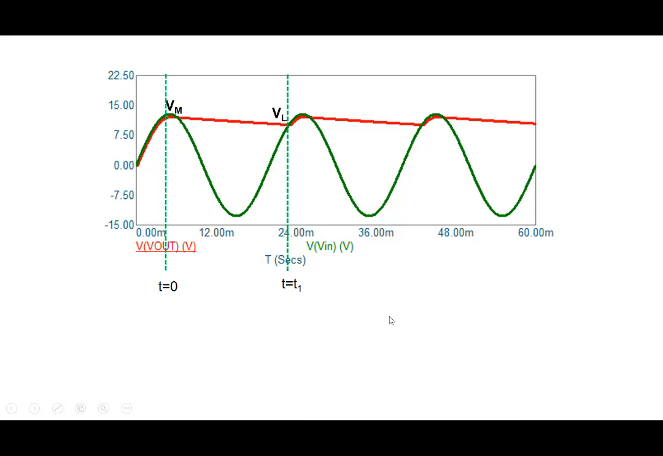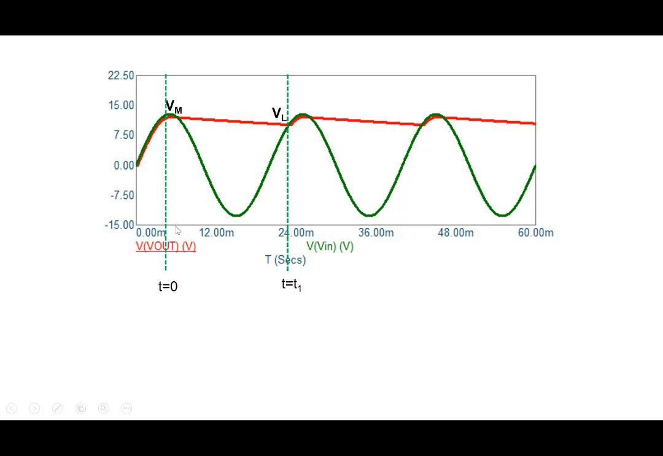The next thing is, what is the magnitude of T1? Again, if we look at a good design, what we would find is that the capacitor charges up to the maximum and then discharges, and the discharge is very little. So this value is very close to the peak again, and very close to the peak again.